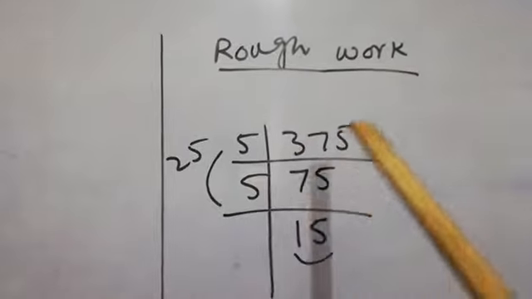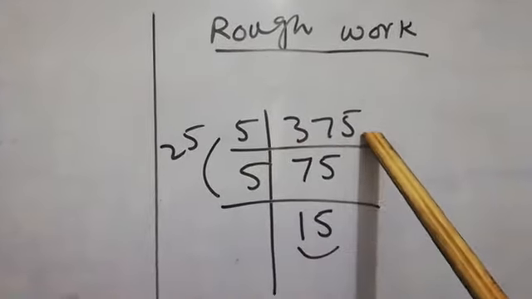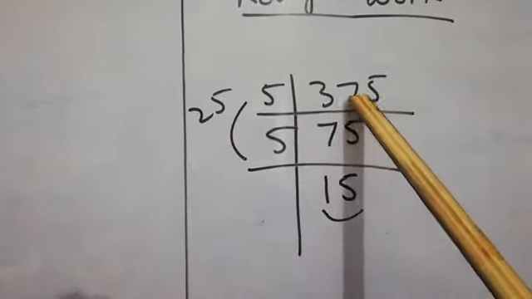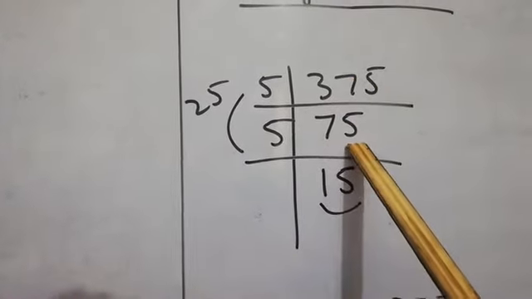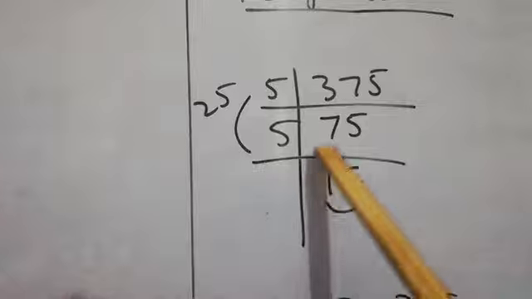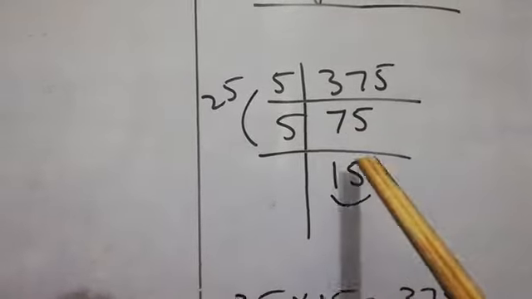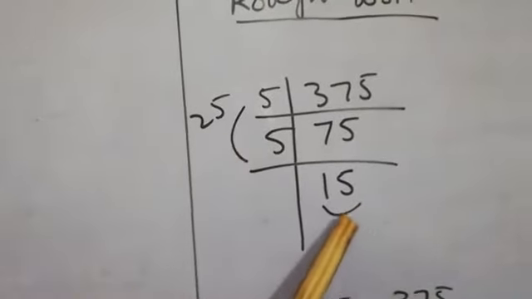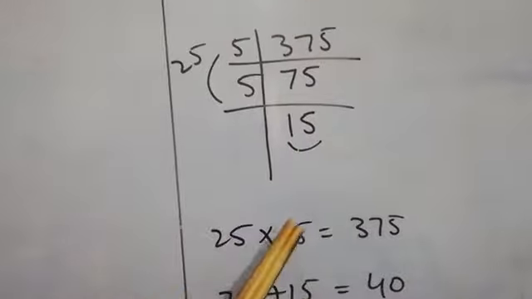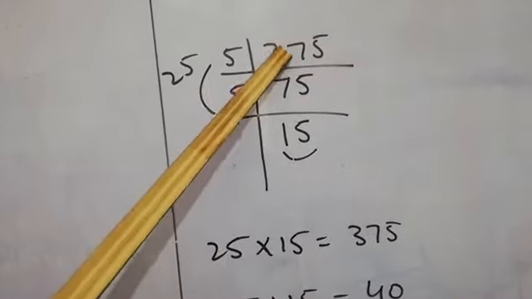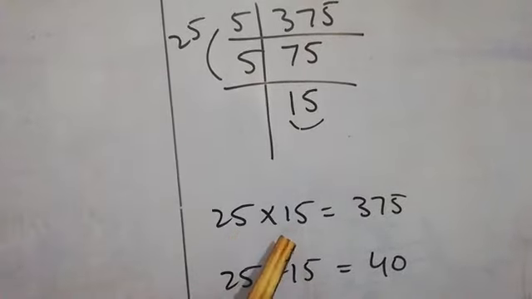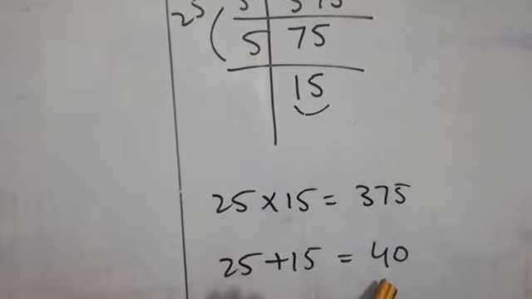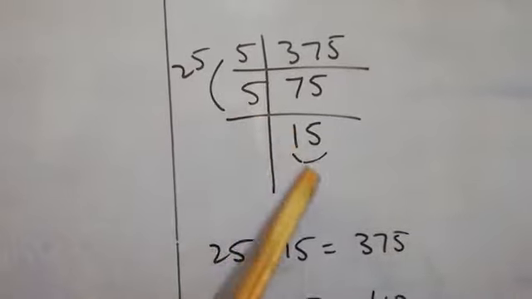Here I have the prime factorization method. 375: first we will divide it by 5. 5 7s are 35, 3 carry, and 5 5s are 25. Again we will divide it by 5. 5 1s are 5, 5 5s are 25. My dear students, remember that this is 25 and this is 15, and the product of these is 375. If we multiply 25 by 15 we get 375, and if we add we get 40. This is the right pair which helps us.